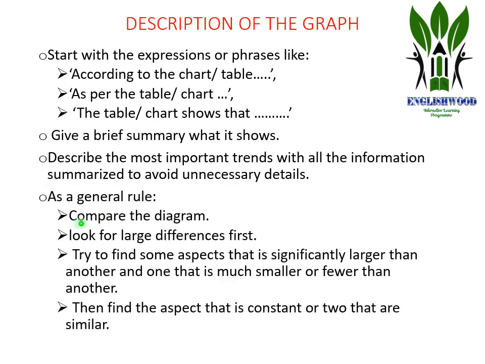As a general rule, compare the diagram. After starting with according to the chart, as per the table, and giving one small summary of what it shows, the next part is to compare the diagram. Compare the facts there, and look for the large differences first: maximum, minimum, highest, lowest. Then try to find some aspect that is significantly larger than another and one that is much smaller or fewer than another. Then find the aspect that is constant or two that are similar. Mentioning this much is enough in this description.